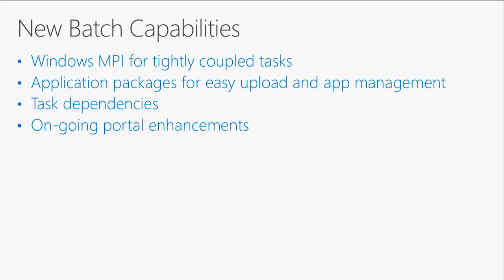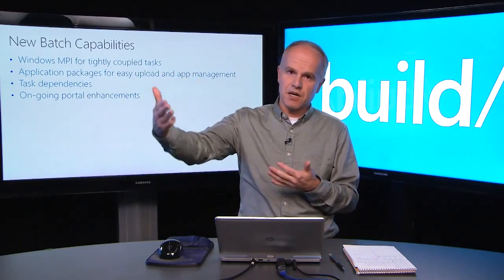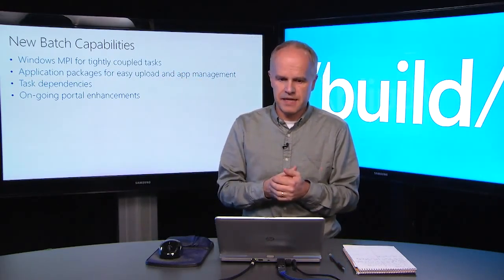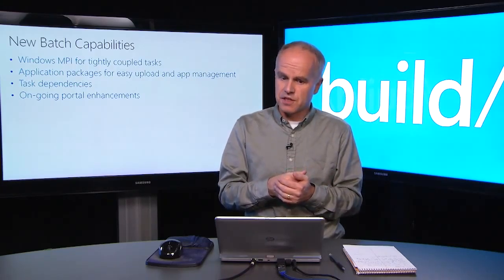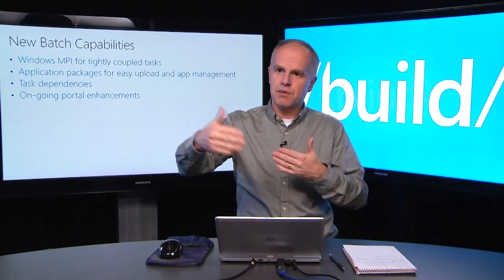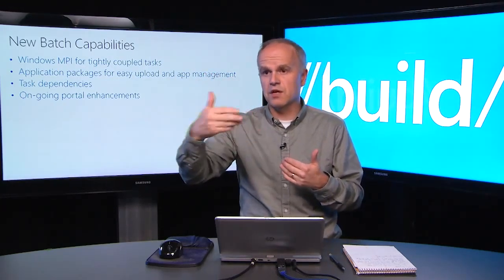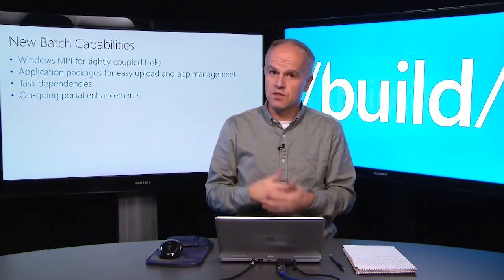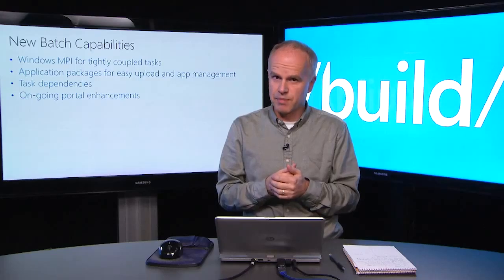We do have a few other capabilities. We added Windows MPI recently, right at the end of last year, for tightly coupled tasks that need to communicate. I showed you the application packages, which make it super simple and easy to upload packages or zips of the files that need to be on a VM, and get them installed on the pool VMs. Task dependencies is another much requested feature, which allows tasks to be added as part of a job, but some tasks can be dependent on others, and so will not start until others have finished. So we've built that into Azure Batch tasks.